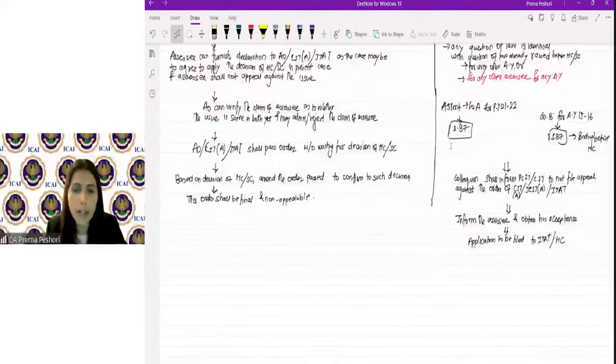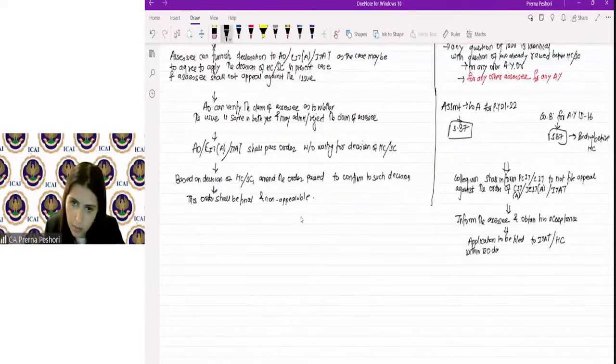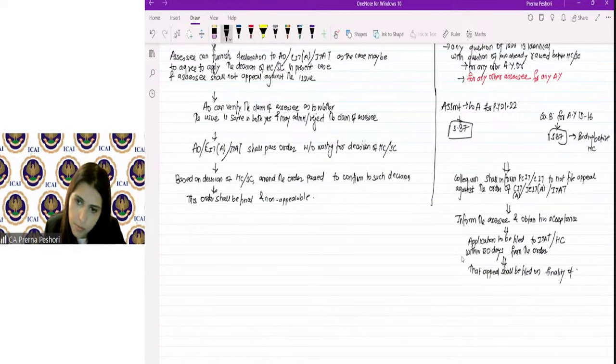So, the application is to be filed to the ITAT or to the High Court within 120 days. This application needs to be filed within 120 days, sorry, not from the communication, but 120 days from the order of CIT appeals or ITAT, stating that the appeal shall be filed on finality of the decision of High Court or Supreme Court. Again, this is to avoid repetitive appeals.